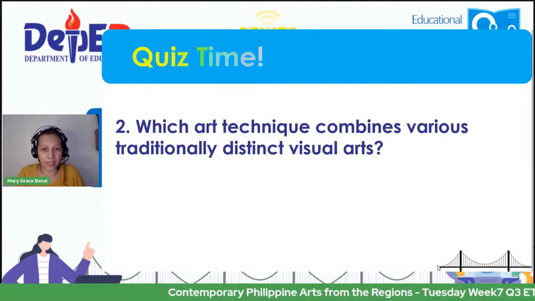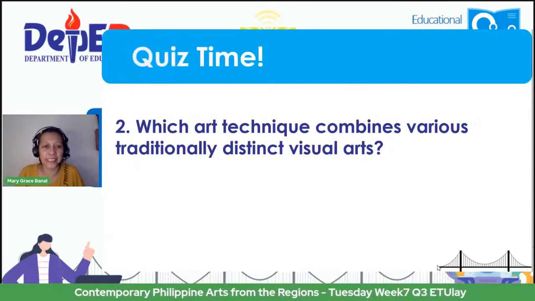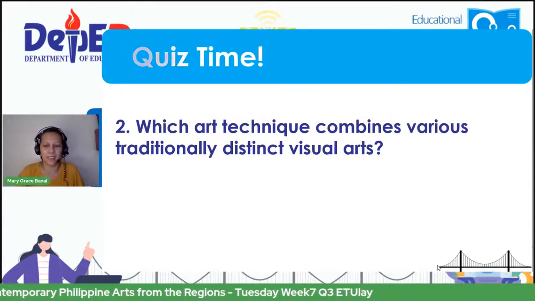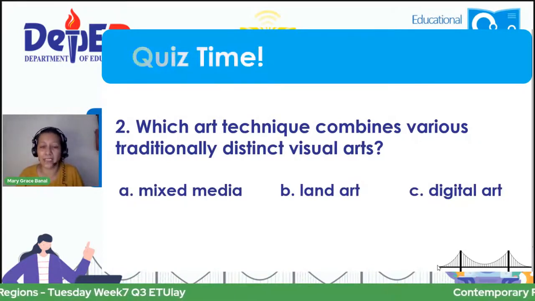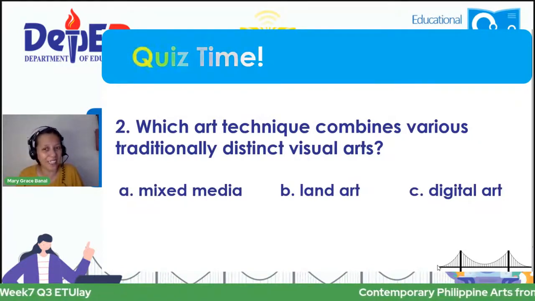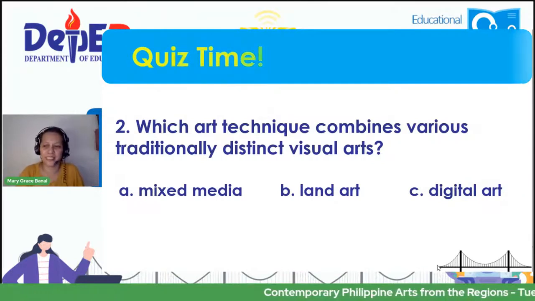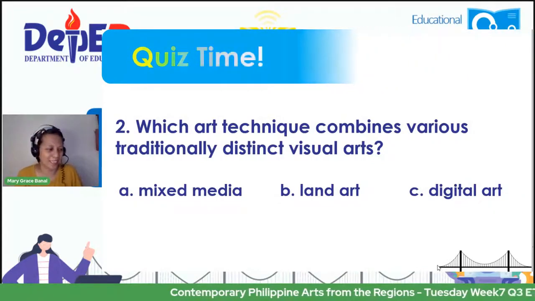Which art technique combines various traditionally distinct visual arts? A, mixed media, B, land art, or letter C, digital art? 5 seconds. Type in your answers.